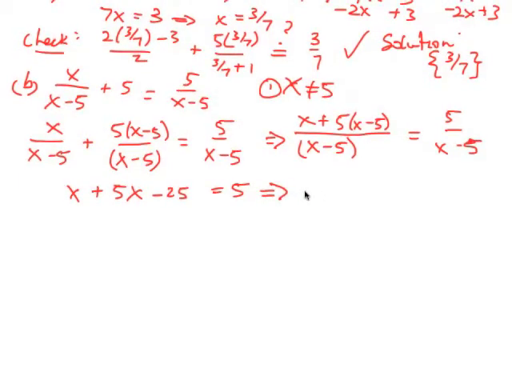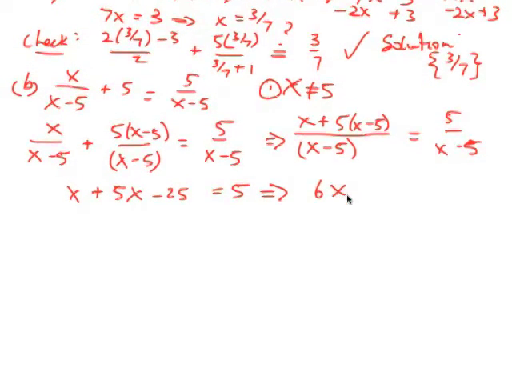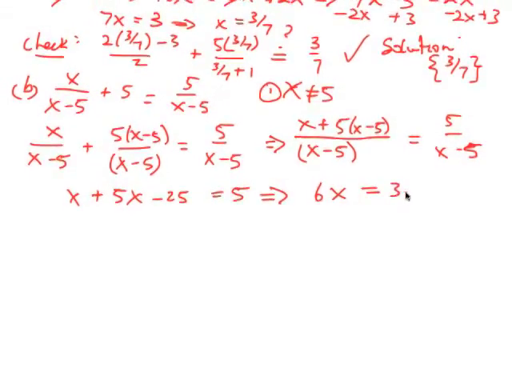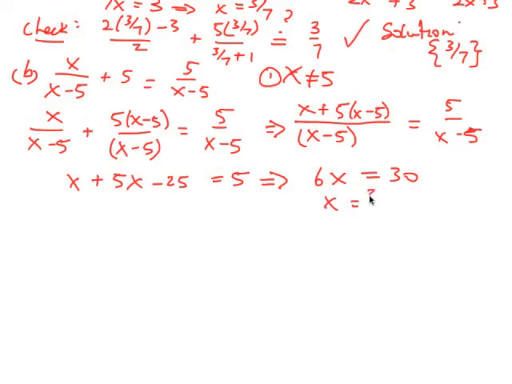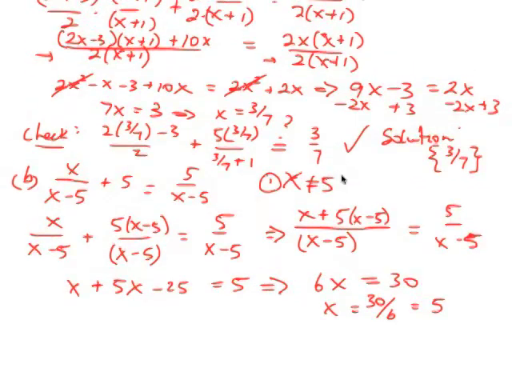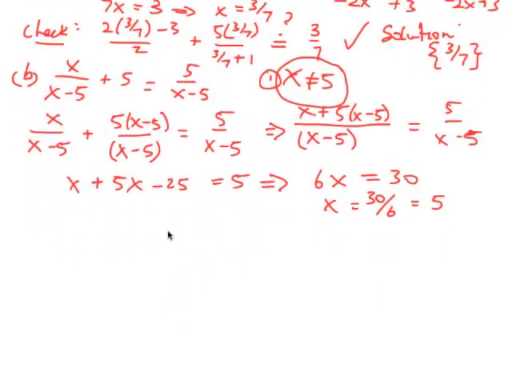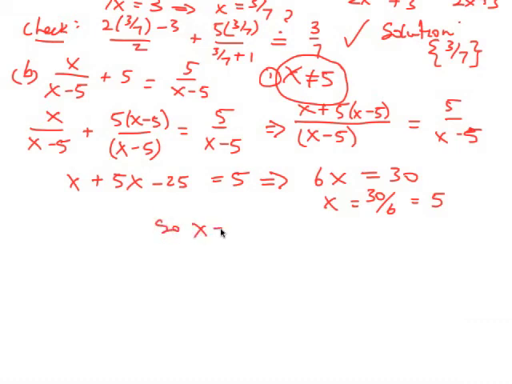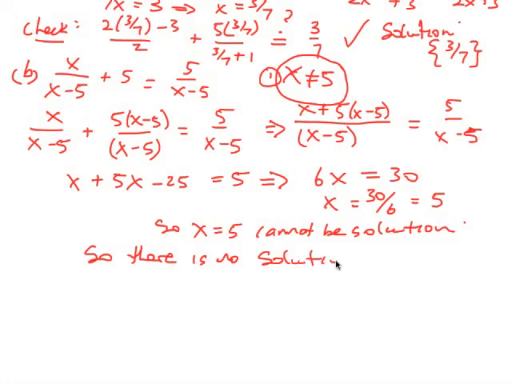Which implies, of course, that 6x is going to be equal to 30, right, which means x is going to be equal to 30 over 6, which is equal to 5. Alright, however, we're not allowed to have x equals 5, so x equals 5 cannot be a solution. We know we have no other choices, so there is no solution. Alright, so we either put it as an empty set or we use this symbol here, meaning a null set.